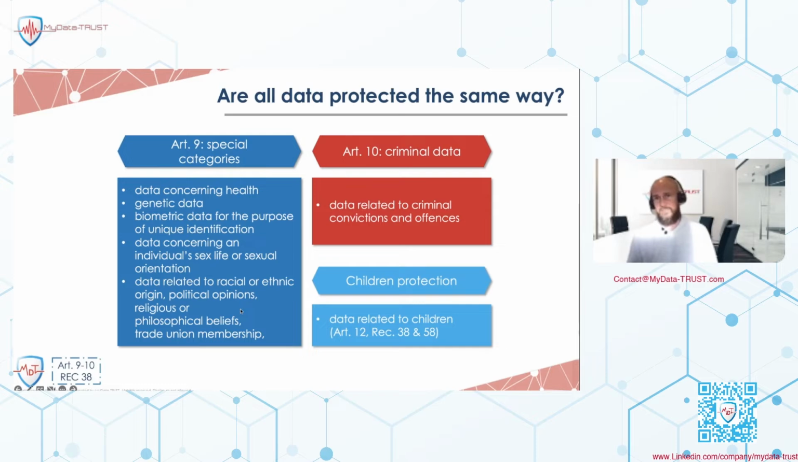And not all data are protected the same way. So there are special categories of data which require extra protections. There's also criminal data and obviously data related to children. So do bear some of these in mind if you're conducting clinical trials. If you're doing debarment checks, fraud checks, you potentially identify criminal data. Obviously, you're really hoping you don't, but it is something that could happen.